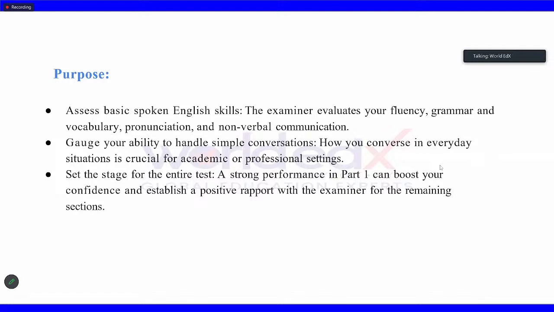A strong performance in part 1 can boost your confidence and establish a positive rapport with the examiner for the remaining sections. So in general, it can be said that in part 1, he is going to ask you general questions about yourself in order to make you comfortable. And if you have prepared yourself well for part 1, definitely it will boost your confidence, and a good performance in part 1 will help you do much better in part 2 and part 3. And in the end, it will help you develop a good overall band score in the speaking test.